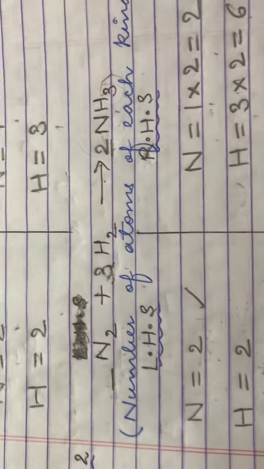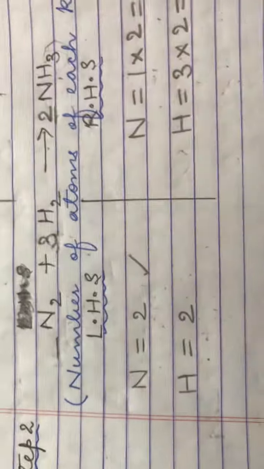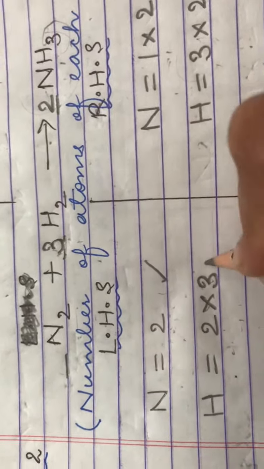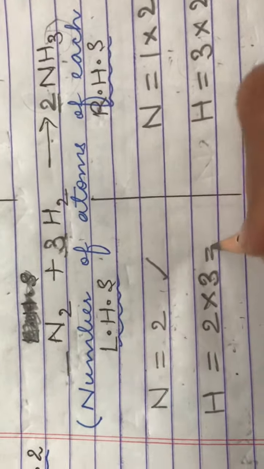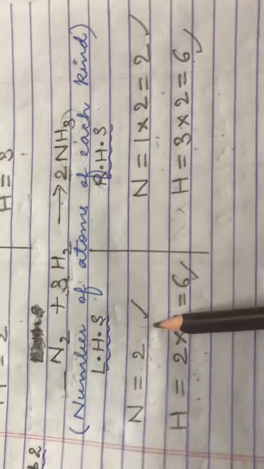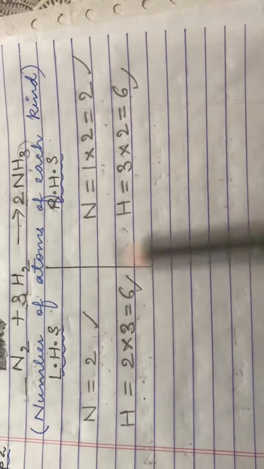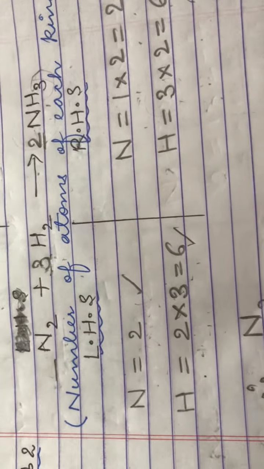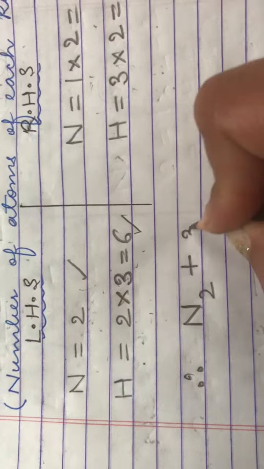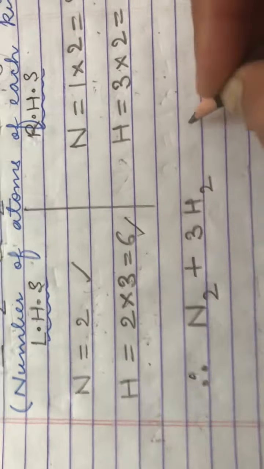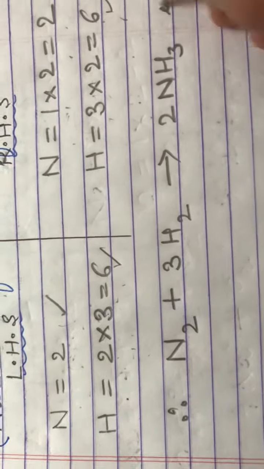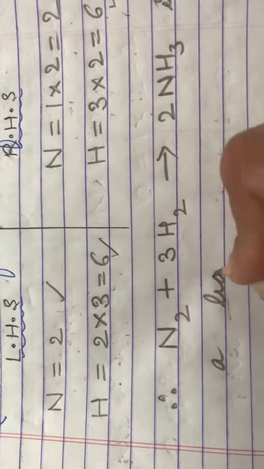So this is how we come to the conclusion that we should put a 3 as a prefix to hydrogen, H2. So 2 into 3 gives us 6 as the answer. By doing it in such a way, we get hydrogen atoms equal on both sides. Nitrogen is 2 and 2 on both sides. Hydrogen is 6 and 6 on both sides. Therefore, our balanced equation is N2 plus 3H2 gives 2NH3.